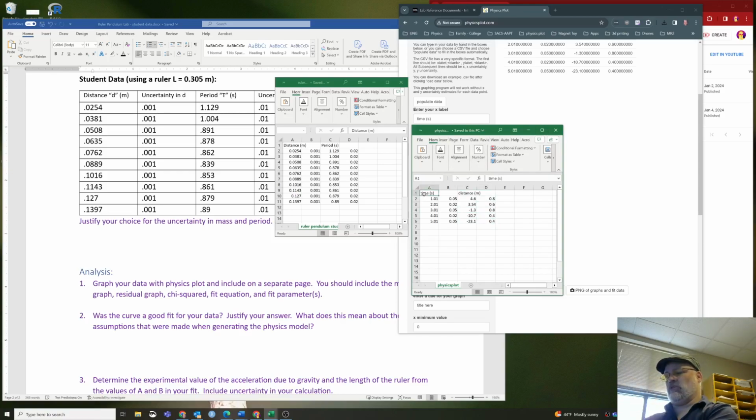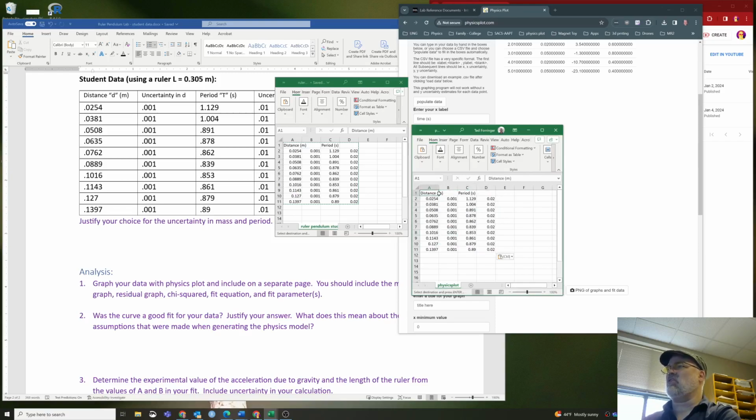And what you can do is just type in your stuff from your lab, right? Distance in meters, period in seconds, and then 0.0254, 0.0381, 0.0254. Okay, and so on and so forth. And I've already done that. And here is what that file looks like.